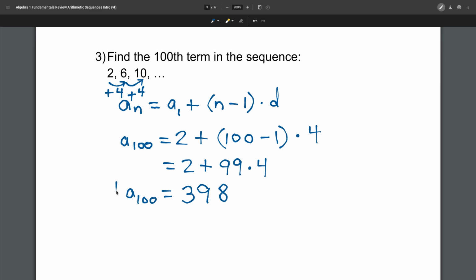Now you may be asking, why do you do 100 minus 1? Well, if we're finding the 100th term in the sequence here, and we start with our first term, we're only going to add 4 99 times to get to the 100th term. You know, if you think about the second term, you only added 4 one time. If you think about the third term, you only added 4 two times. That's why you take away 1 here. Let's keep going with this and try a few more problems.